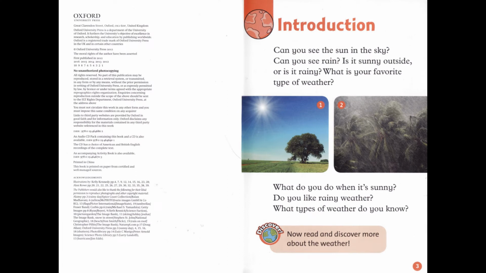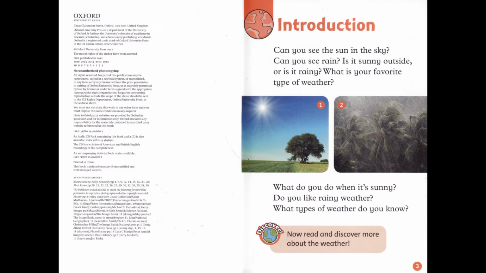Introduction. Can you see the sun in the sky? Can you see rain? Is it sunny outside? Or is it rainy? What is your favorite type of weather? What do you do when it's sunny? Do you like rainy weather? What types of weather do you know? Discover. Now read and discover more about the weather.